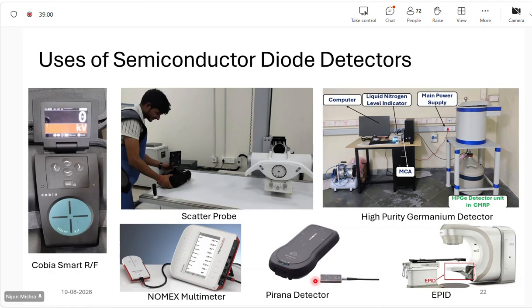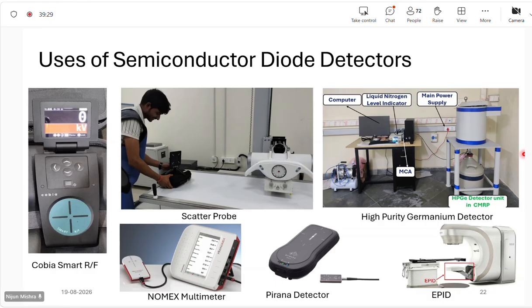Similarly, this Piranha type of detector is a special type of silicon detector that is used in measuring kVp and mAs linearity, etc. in CT machines. And this is our Linac machine, where this EPID, electronic portal imaging device, is made up of amorphous silicon detector. So yes, here also we are using semiconductor type of diode detectors.